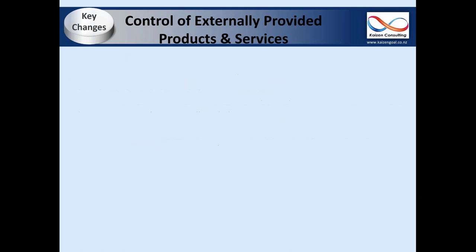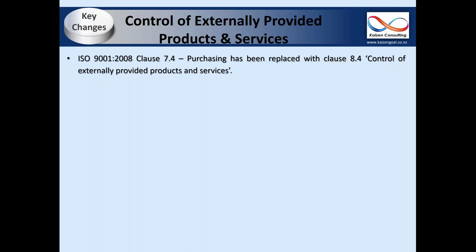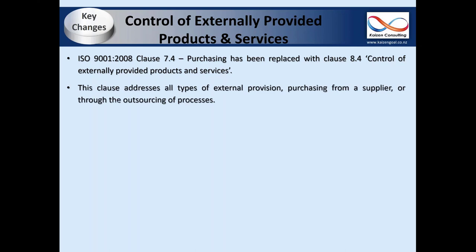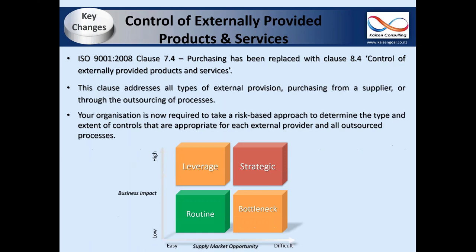Next change, we have control of externally provided products and services. In 2008, Clause 7.4, purchasing, was the terminology that was used. Now that has been replaced by control of externally provided products and services, for the same logic and reasoning that we've talked about. This clause addresses all types of external provision, purchasing from a supplier or through the outsourcing of products and processes. Your organization is now required to take a risk-based approach to determine the type and extent of controls that is appropriate.